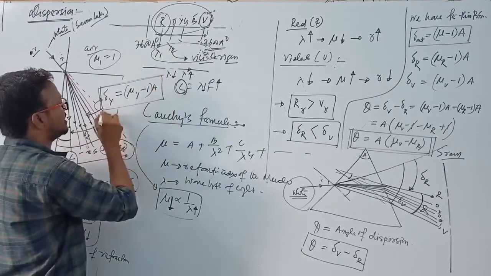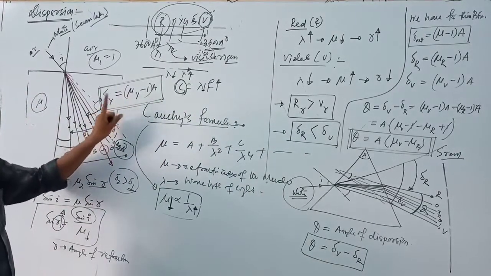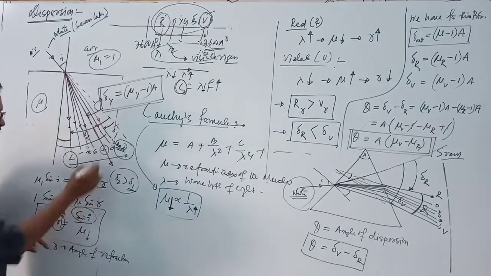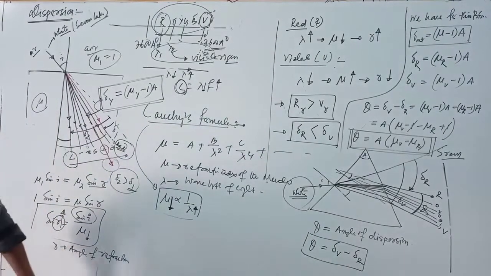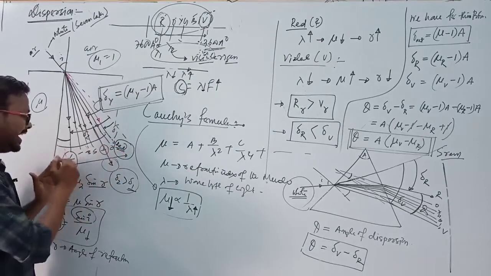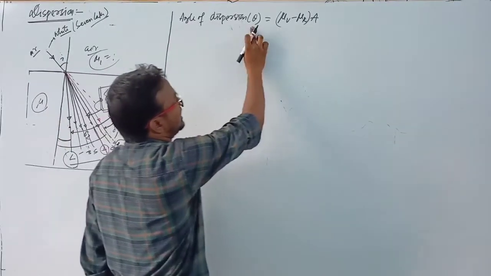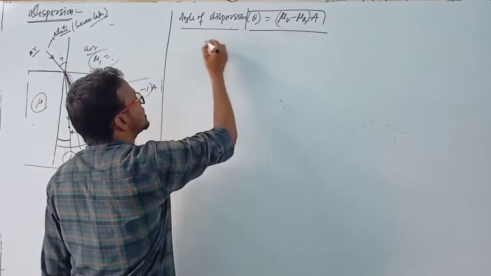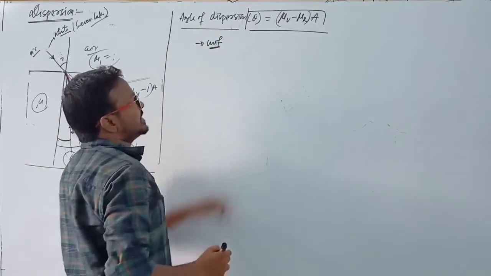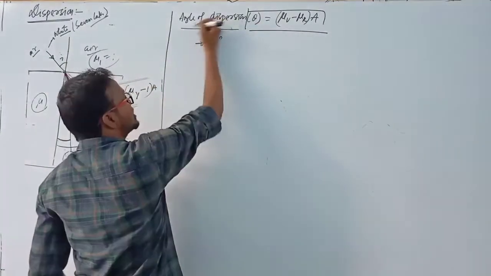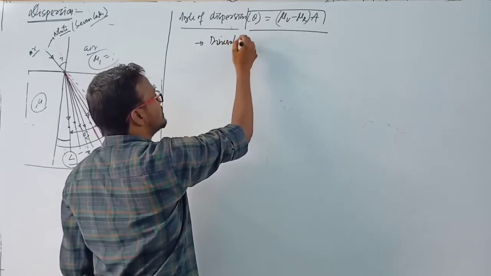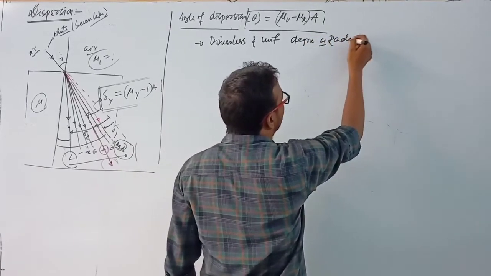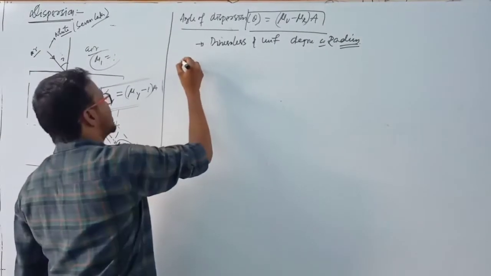This is another important formula for yellow color of light: delta y equals mu y minus 1, the deviation, which lies between violet and red. This yellow color light is the maximum sensible light between red and violet. So the angle of dispersion theta equals mu v minus mu r into A. This is an important formula, and the angle of dispersion is a dimensionless physical quantity, measured in degree or radian. Clear? Now another term, that is dispersive power.